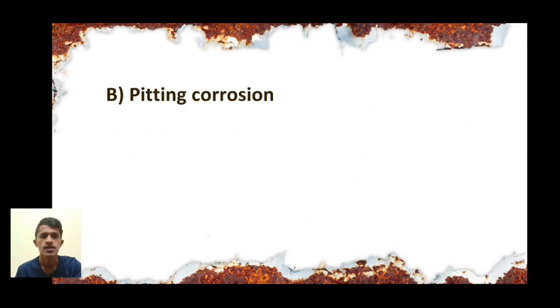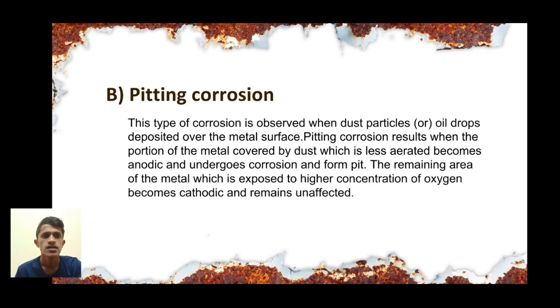Now let us see what is pitting corrosion. This type of corrosion is observed when dust particles or oil drops are deposited over the metal surface. Pitting corrosion results when the portion of the metal covered by the dust, which is less aerated, becomes anodic and undergoes corrosion, forming a pit, and the remaining area of the metal, which is exposed to higher concentration of oxygen, becomes cathodic and remains unaffected.